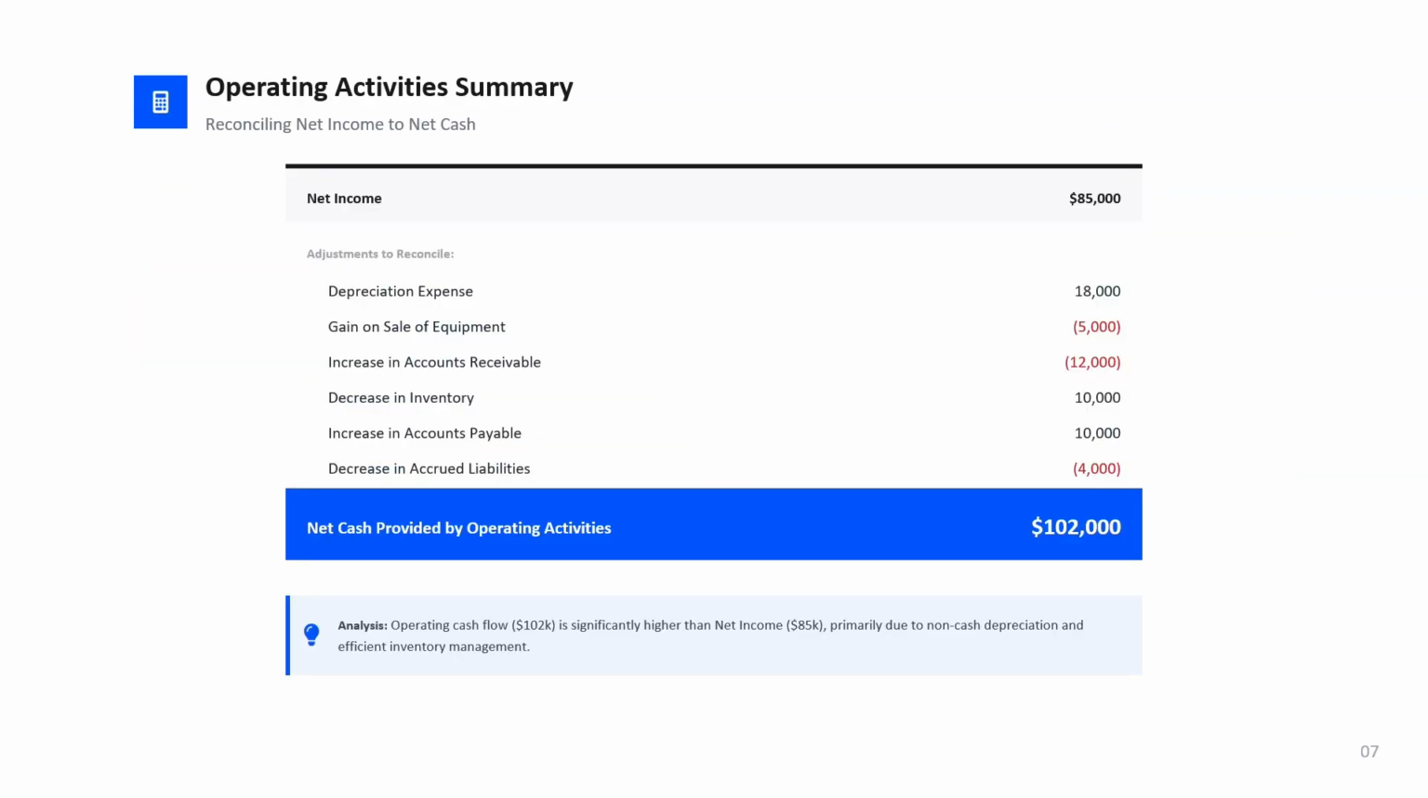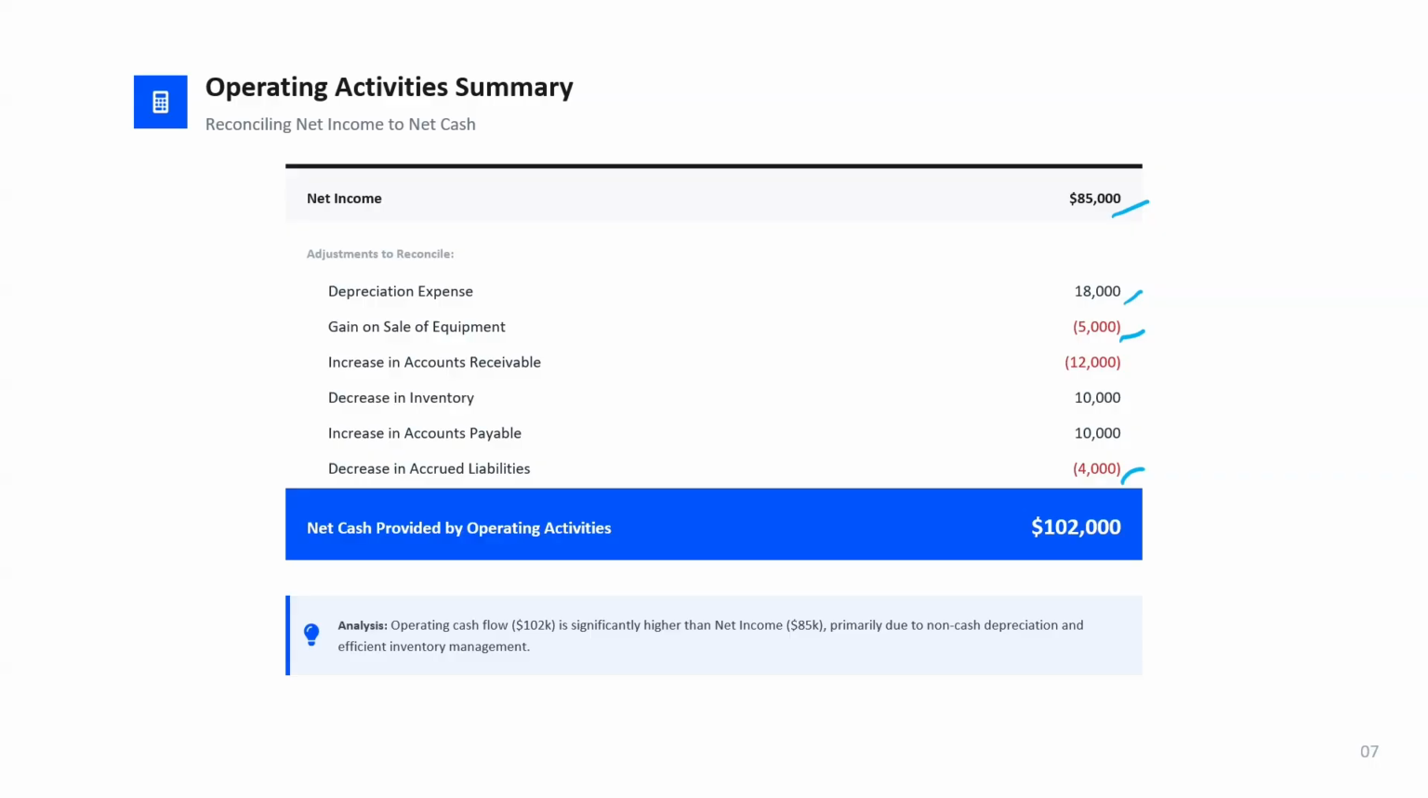This slide summarizes the entire operating section, reconciling net income to the actual cash generated by the business. We started with $85,000 in net income and made several adjustments. The non-cash charges like depreciation, which is added back for $18,000, and the gain on sale reduced cash flow by $5,000. Finally, the net working capital adjustment added $4,000. The result is a net cash provided by operating activities of $102,000.